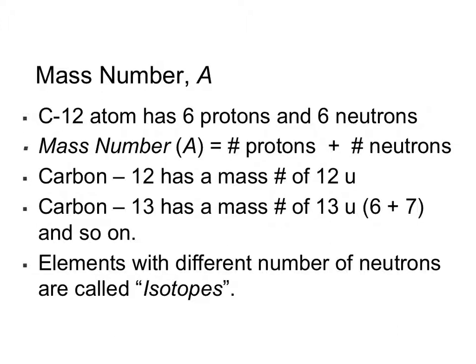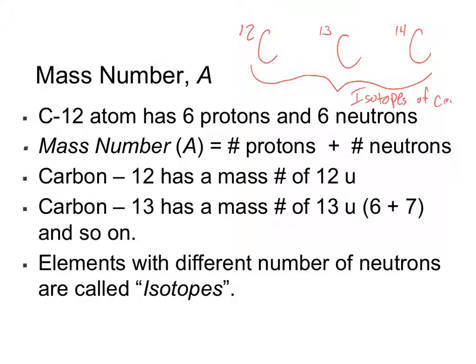And so, for example, when we look at some of the different types of carbon, carbon-12 has those 6 protons and 6 neutrons. Carbon-13 still has 6 protons, but 7 neutrons. We also have carbon-14, which has 6 protons and 8 neutrons. All 3 of these are different isotopes of carbon. They all have 6 protons, that's what makes them carbon, but they have different numbers of neutrons.